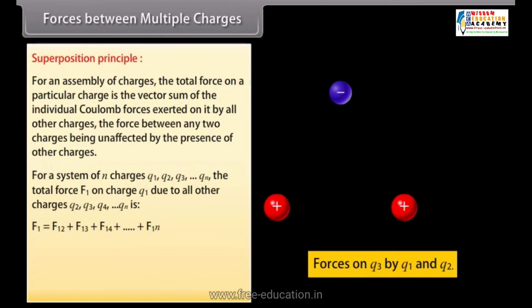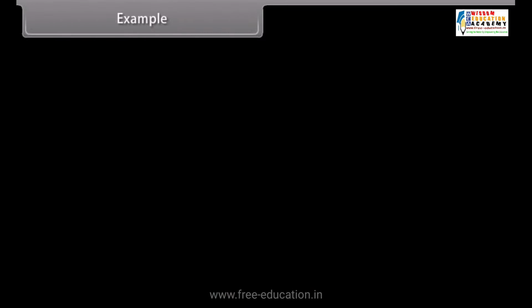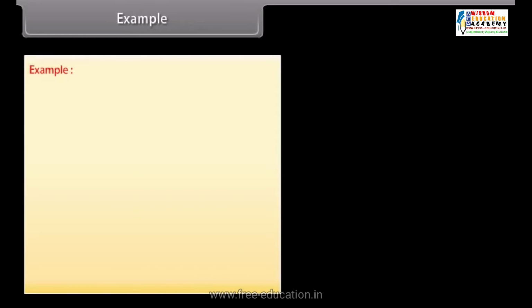This equation can be written as... Example. Let's take an example on Coulomb's law. Find the force on the center charge in given figure.